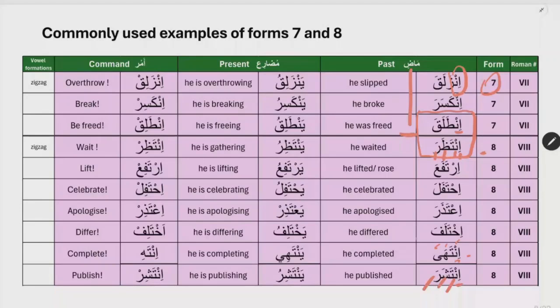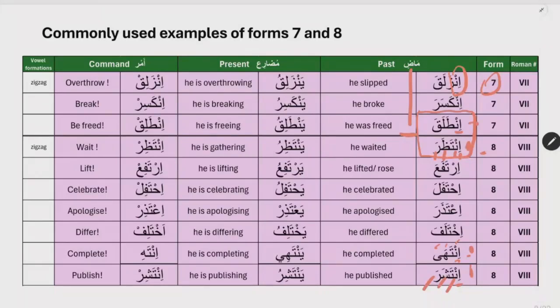Inhaa is to complete something, to finish something. So intaha is he completed. Nashara is to publish, so intashara is to publish. There is a bit of ambiguity with these, where there's an "in" in front of sometimes the 8th form, but it's not actually an "in".